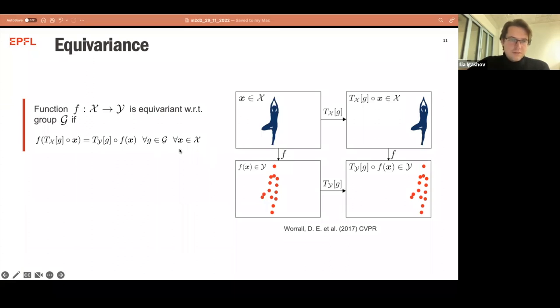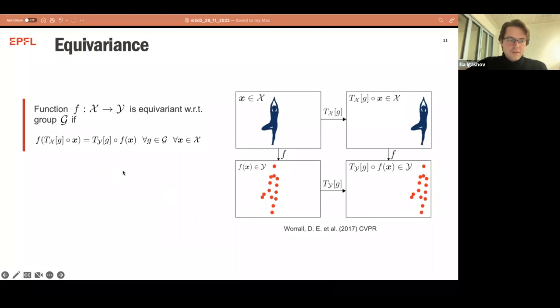More formally, we can write it down in terms of groups and group representations as shown here. But in our particular case, we are especially interested in the Euclidean group that includes translations, rotations, and reflections of our 3D objects, of our molecules. Besides, we also of course want our operations to be permutation equivariant because we operate on graphs where we have some order of nodes and we don't want to depend on this ordering.